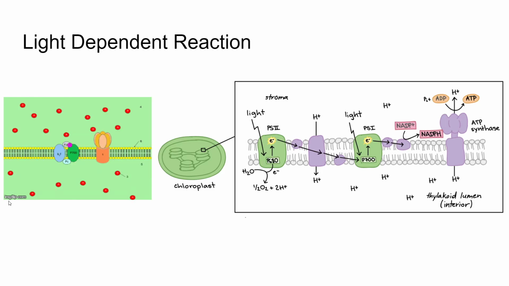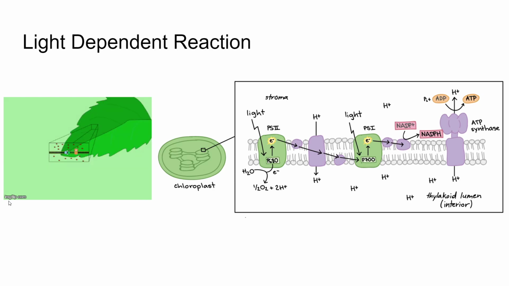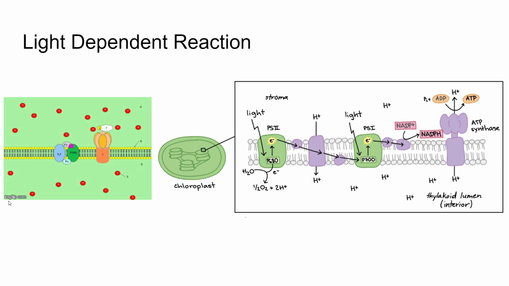The light-dependent reactions use light energy to make two molecules needed for the next stage of photosynthesis, ATP and NADPH. In plants, the light reactions take place in the thylakoid membranes of organelles called chloroplasts.